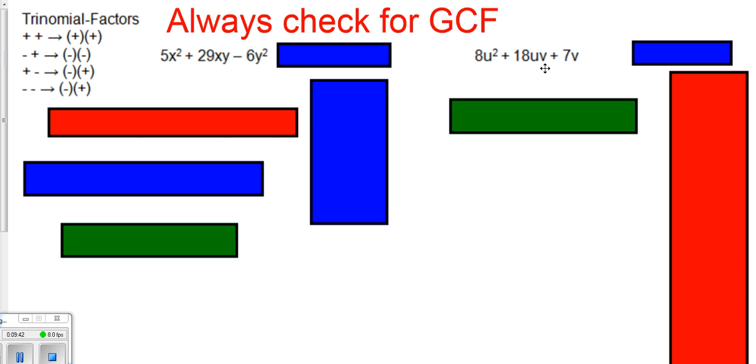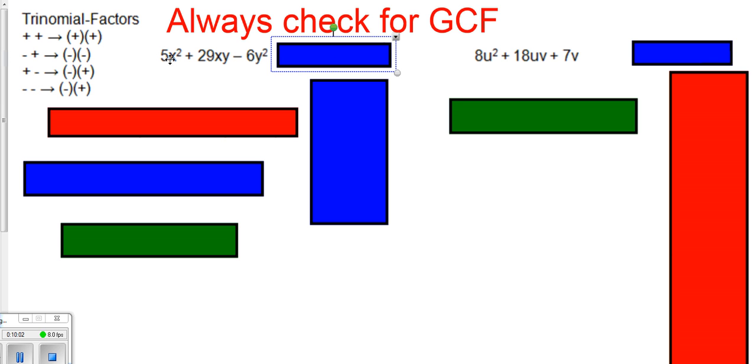Always check for greatest common factor. These don't have the same variables in them, so we can't take any variable out. 29 doesn't have the same factors as 6 and or 5. We can't take any numbers out of them, so we can't take a greatest common factor out of anything here. So we jump right into the AC method.